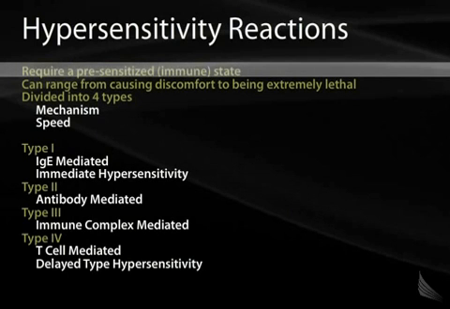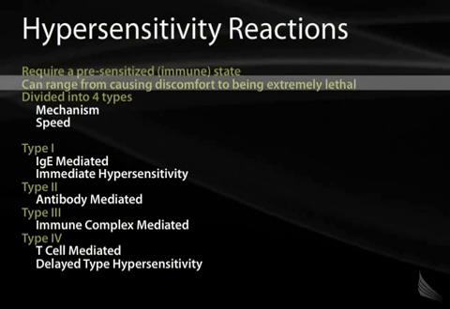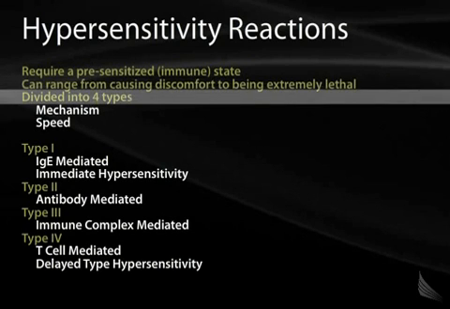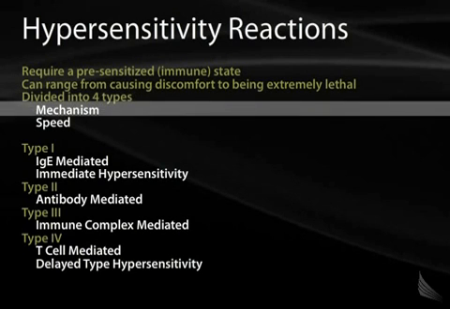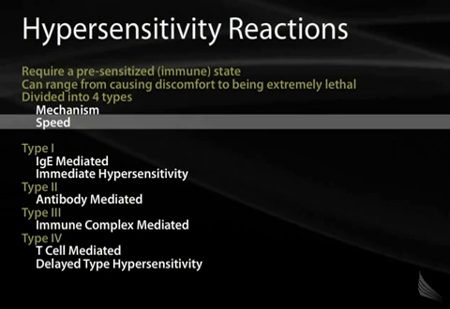Remember, this requires a pre-sensitized state. This is a memory type of response. It can range from causing discomfort to being extremely lethal, depending on the antigen and depending on the body's response. And it's divided into four types. These four types can all be differentiated by their mechanism and/or the speed of the reaction.